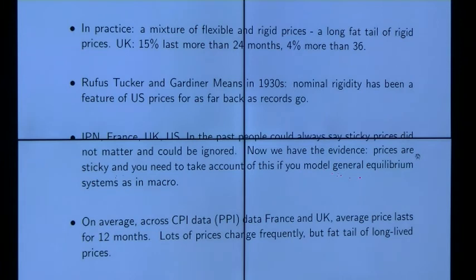And if we look at the CPI data in France, the UK and the US, it all says that average prices last about 12 months on average. Okay, lots of prices change more frequently. In the US example, tomatoes, petrol or gasoline, some of them change prices every month, but there's that big, long, fat tail of prices which don't change at all.